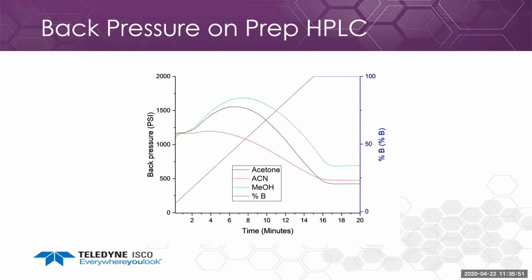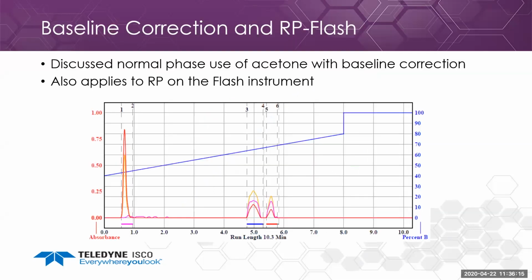A little bit of the problem with this is if you look at the back pressures for your prep HPLC, you'll see that acetonitrile is really nice because it lowers your back pressure. People can push flow rates that way. You're not going to be able to push the flow rates as high with acetone and methanol because your back pressures are going to increase a little bit more because of the viscosity. But acetone does kind of fit in between acetonitrile and methanol in that regard.